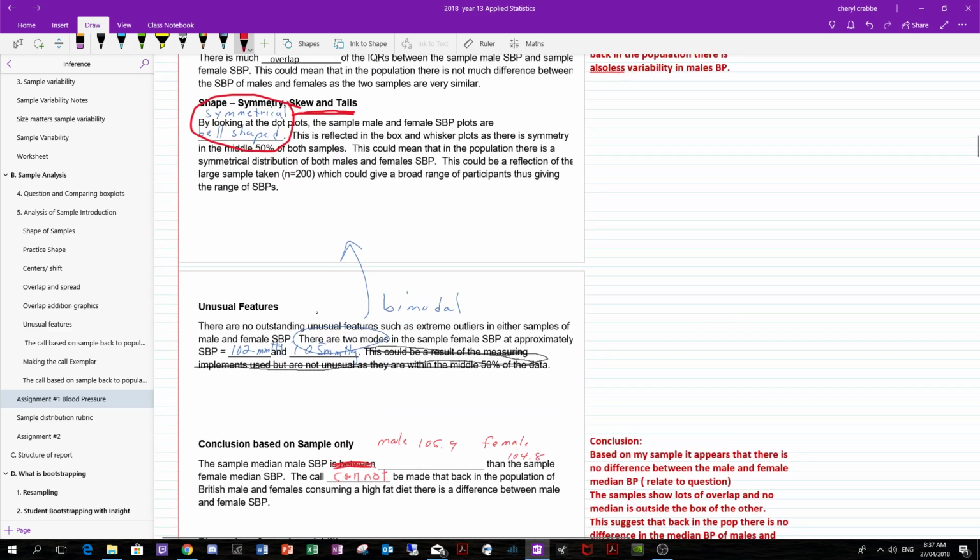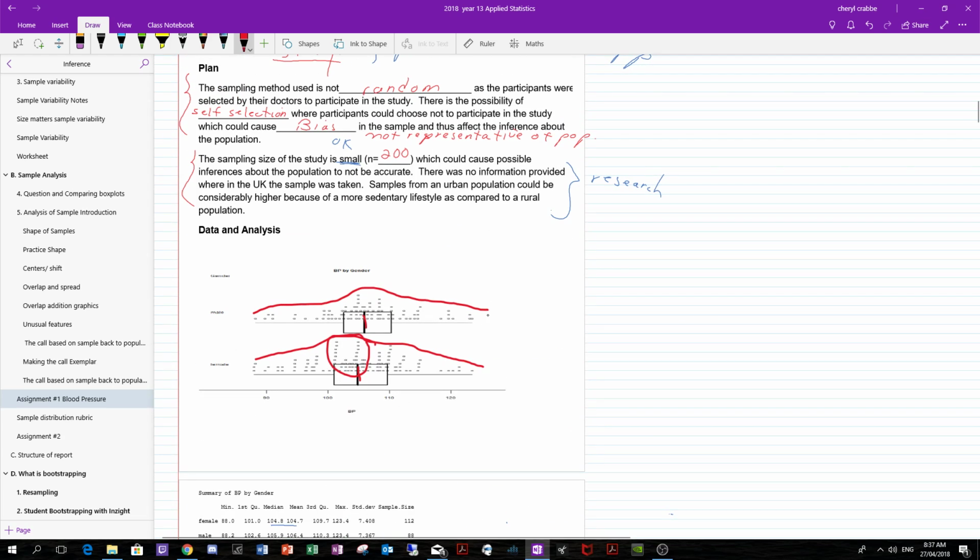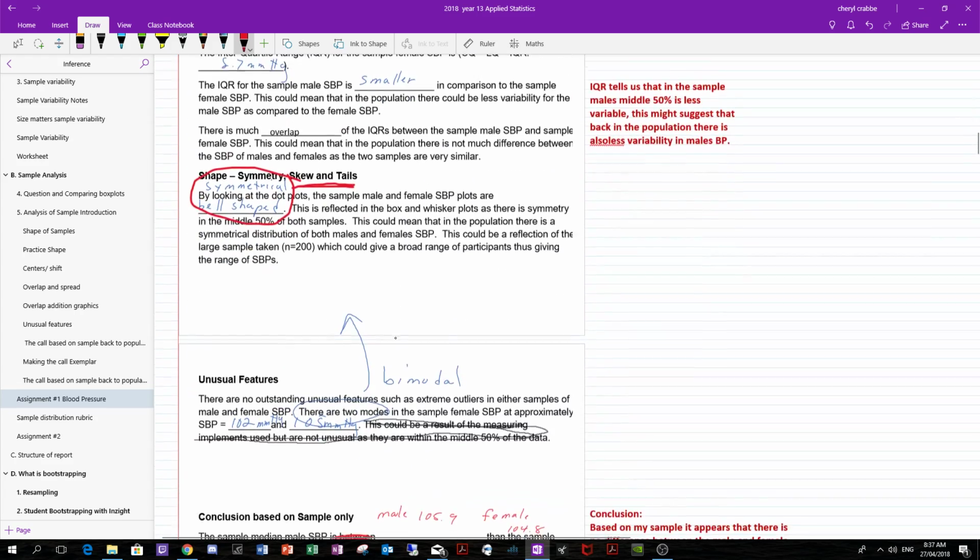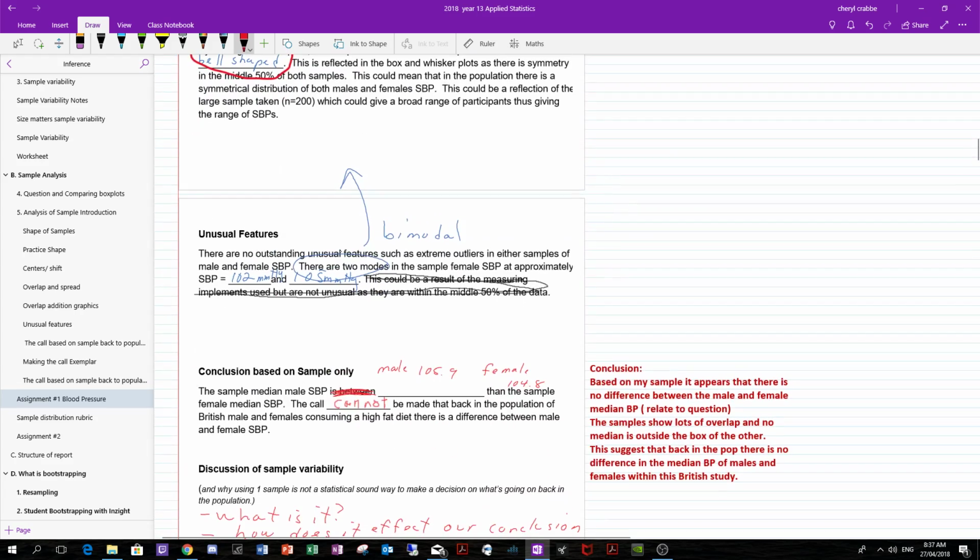And then we'll talk about unusual. If there's anything unusual, really no unusual data in this, nothing unusual. So you basically say that there is no outstanding unusual features such as extreme outliers or anything in this data. They talk about one being bimodal and so on, and where those two modes are, and that's about it.